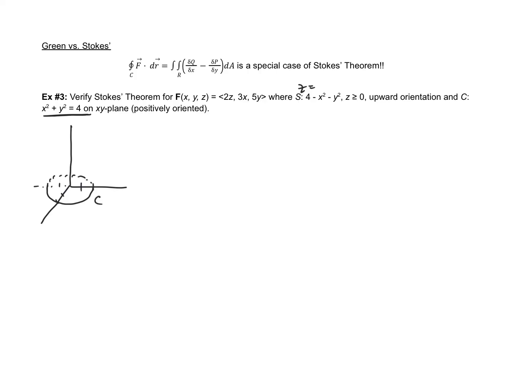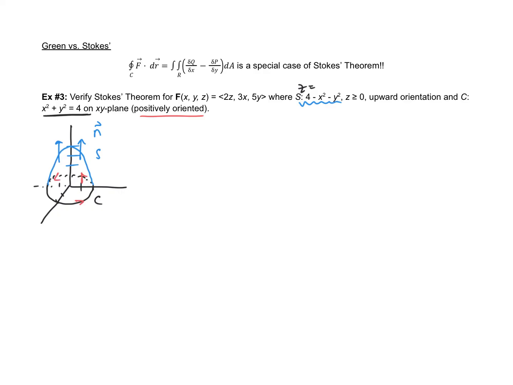So that is our curve C. And then we also have z equals 4 minus x squared minus y squared, and that is a paraboloid. So that is our surface S, and we said that there is upward orientation. So here is our orientation. And then we also have that C on the xy plane is positively oriented. Forgot that part. Positively oriented, so our surface is on the left.